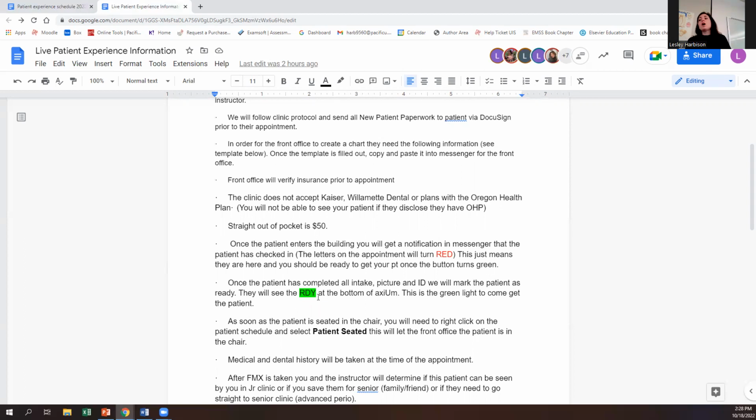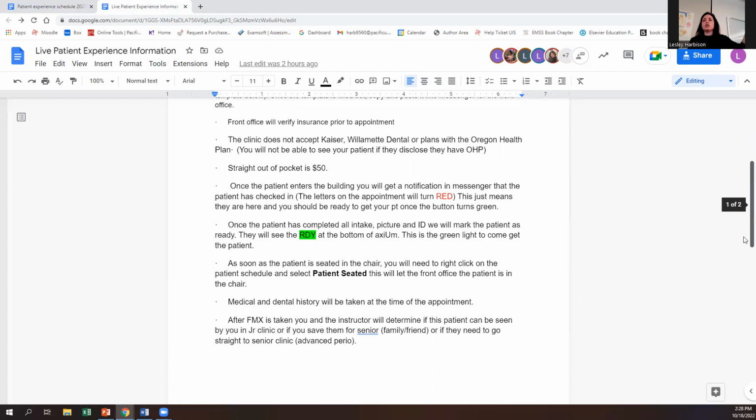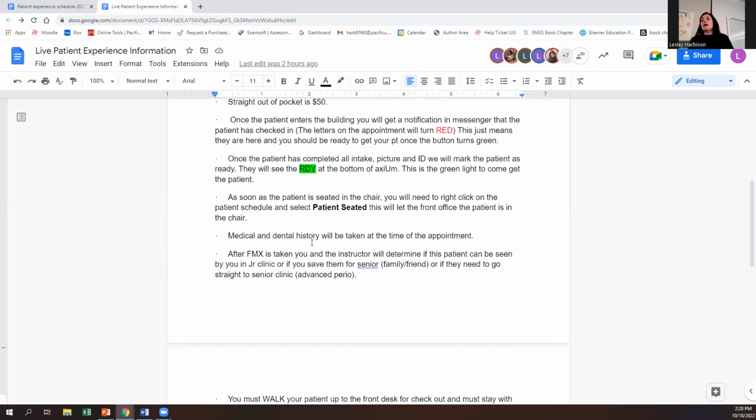Once you get your patient in the back, you have to seat the patient, and that's something you actually do in Axiom. You do patient seated, and Teresa and I will show you guys how to do that. It's just a drop down. It says medical and dental history, but honestly, we don't actually do dental history because we've just done medical. I should probably just take that out, but you do your dental history when you do your other assessments when they come back in the spring.